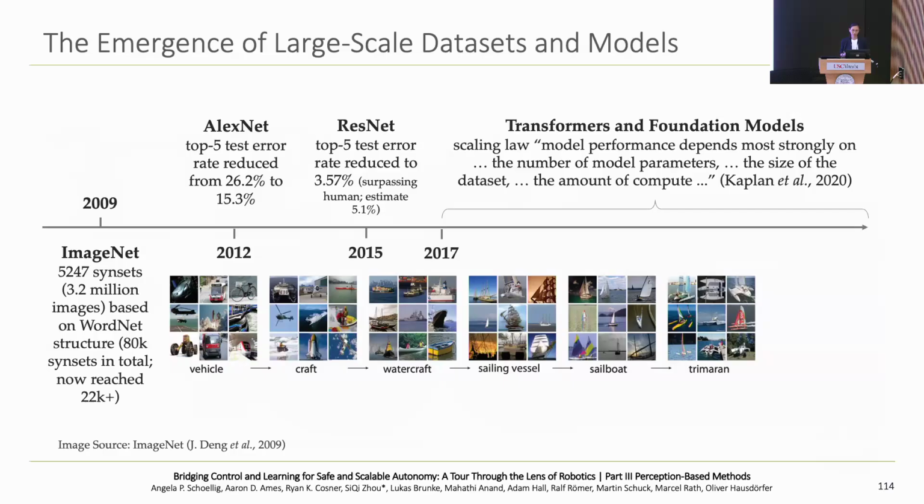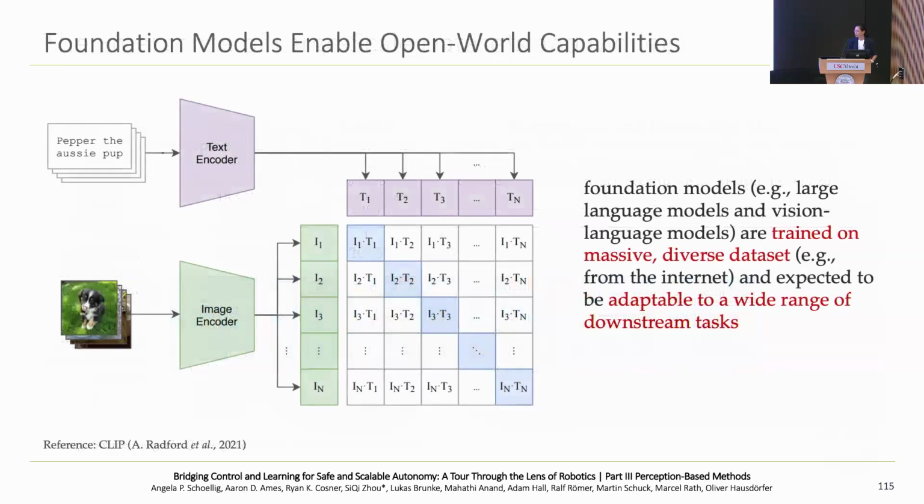And then from 2017, this was the first transformer model, and going onward, we are seeing a growing trend of exploiting scaling law, which is a belief that if we have more model parameters, larger models, and more compute, we can build more capable models. So one of the commonly used foundation models or vision language models is CLIP.